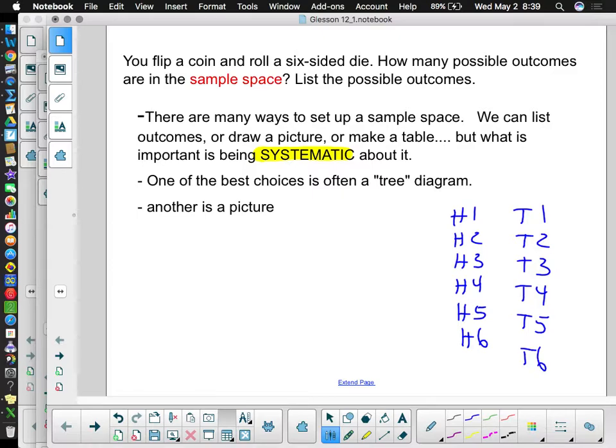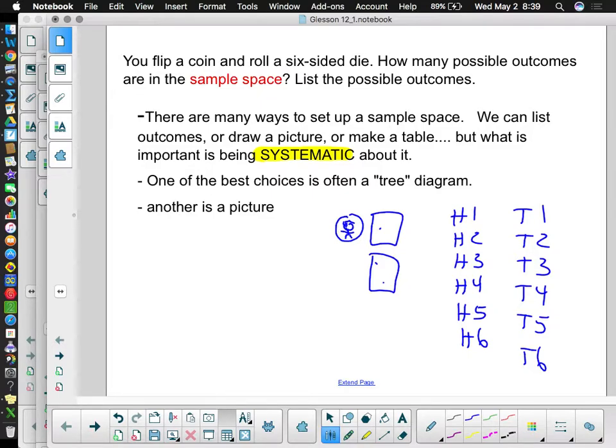Now that's a perfectly good way of doing it. Another way could be drawing a picture. Some people like to draw a picture. So instead of just writing heads 1, they'll draw heads, see, there's heads, little person there, and a 1. And then the heads, and then they do another die with a 2. So some people draw pictures. They're more artistic. Not my choice. I'd much rather just write numbers and lists.